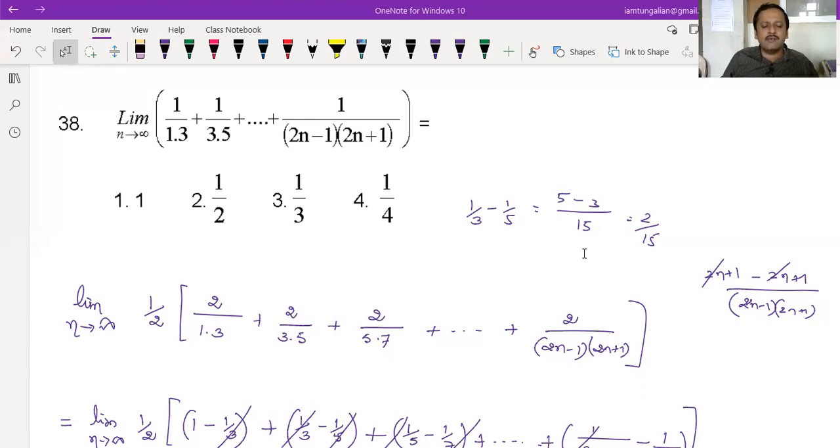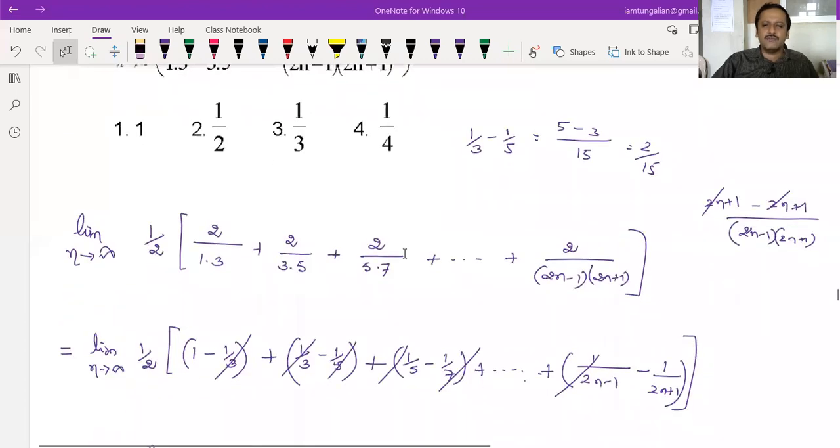Now I am writing that 1 into 3 is 3, and 2 by 3 I am writing as 1 minus 1 by 3. And 3 into 5 is 15, so 2 by 15 can be written as 1 by 3 minus 1 by 5. Then 2 by 35 can be written as 1 by 5 minus 1 by 7, and so on. Now alternately, all these terms get cancelled. Here minus 1 by 3, there plus 1 by 3, and minus 1 by 5 plus 1 by 5, minus 1 by 7 plus 1 by 7, etc.